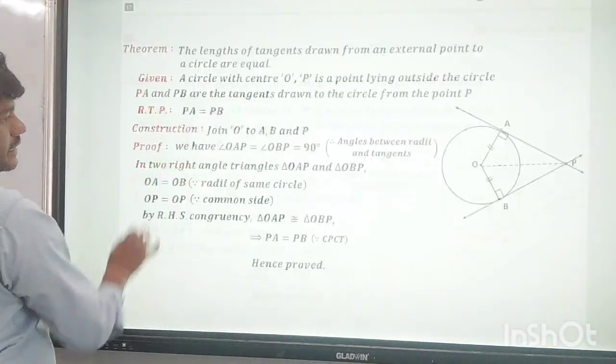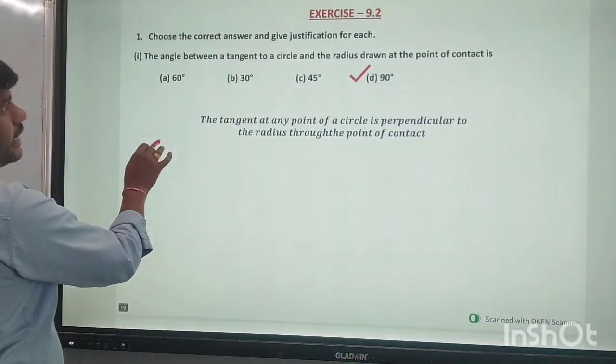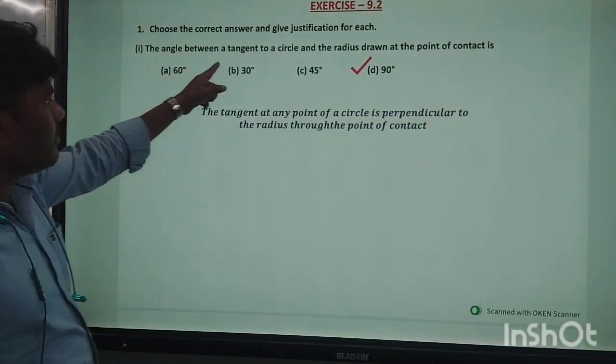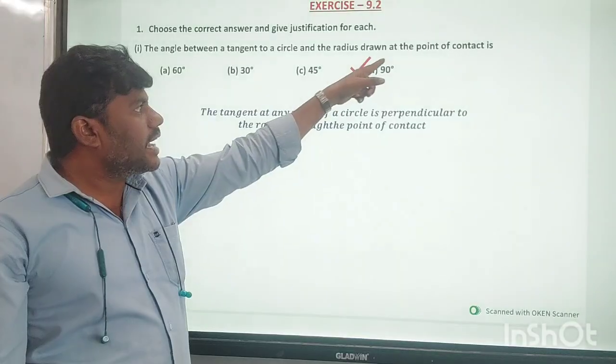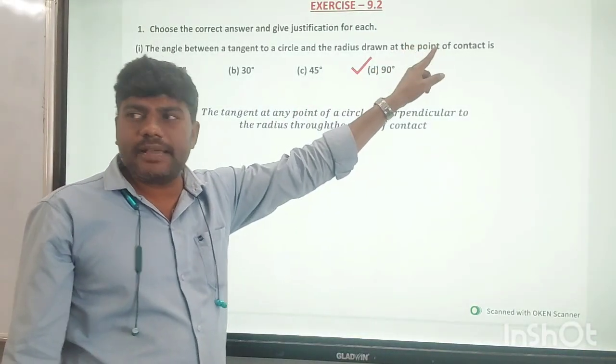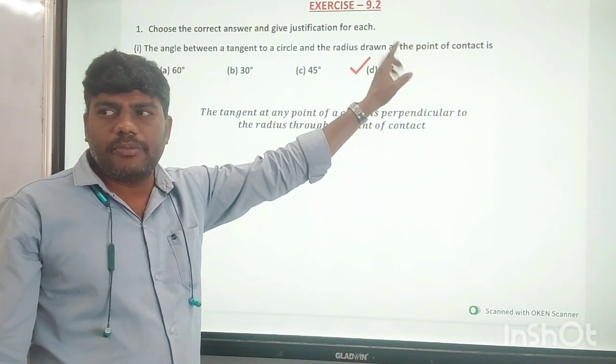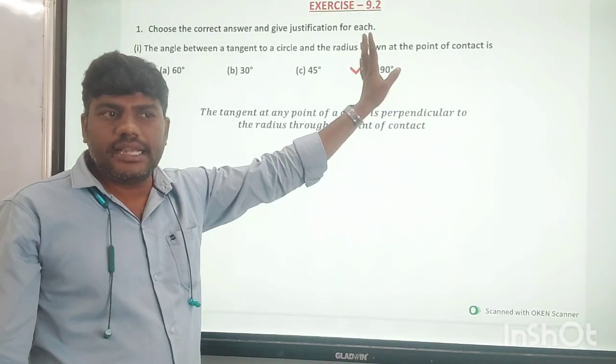See, next I will tell you constructions. Next one. Now read. The angle between a tangent to a circle and the radius drawn at the point of contact equals how much? The angle at the point of contact equals 90 degrees.